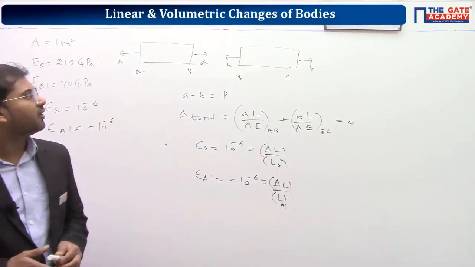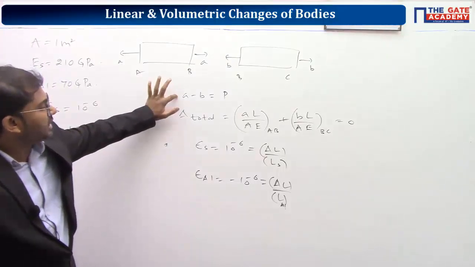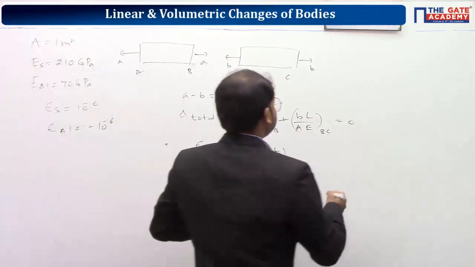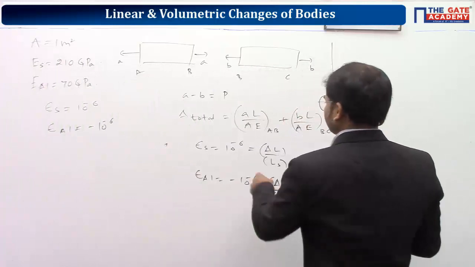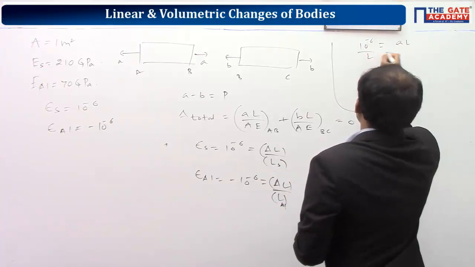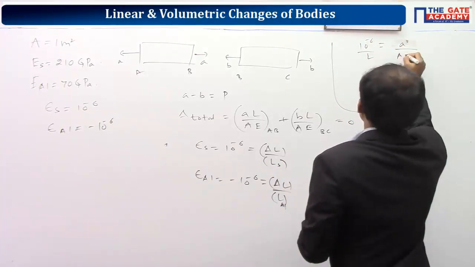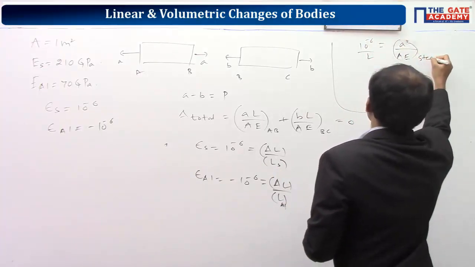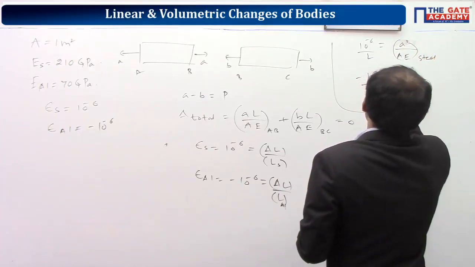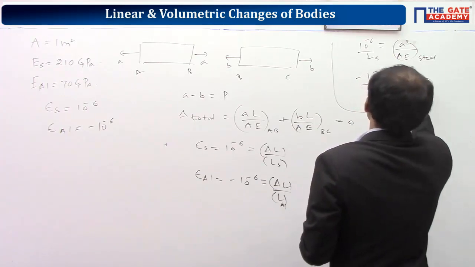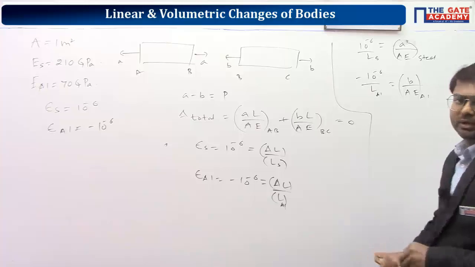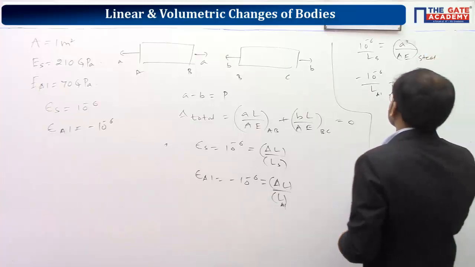But in this one you have to get the value of force P, so we should get it in terms of forces small a and small b. If you take these elongations, 10 power of minus 6 is equal to small a by L, L will go off here, into area into Young's modulus of steel. And 10 power of minus 6 is equal to small b by area into Young's modulus of aluminium. So you should get small a and small b from this.